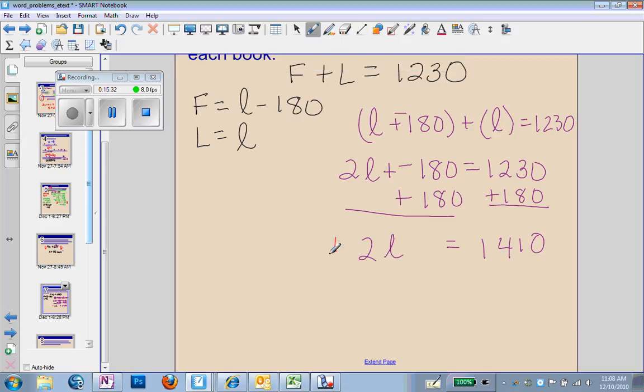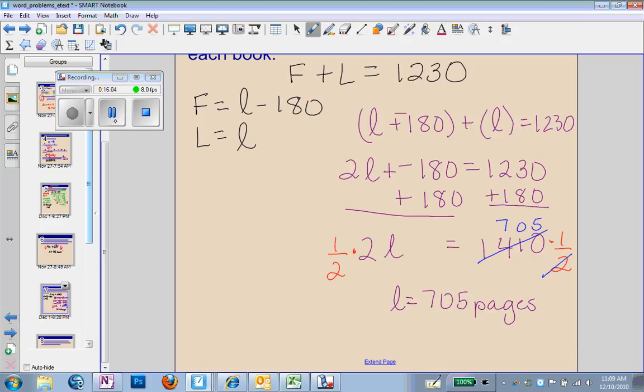Excellent. Multiply by the reciprocal of 2, which is 1/2. So now we're going to do cross canceling, which is where our division comes in. So 2 goes into 14 7 times, goes into 1 0 times, but it goes into 10 5 times. So L equals 705. What's our units? Pages. And now we can substitute into F and capital L and figure out our number of pages.